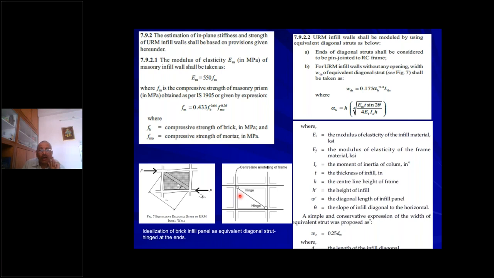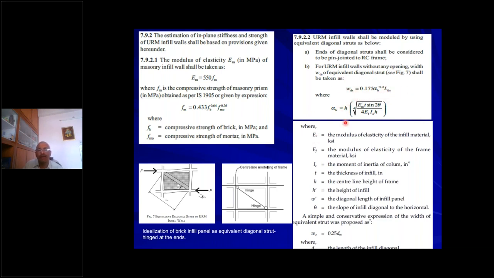Okay. So strut means what should be the width of the strut, what should be the strength of the strut, etc. The code has given clear guidelines. For example, the modulus of elasticity of this masonry infill is to be taken as 550 times the strength of the masonry, FM. Strength of the masonry in turn depends upon the brick strength as well as the mortar strength. So they have given clear-cut expressions for the masonry strength, and how this EM and FM are used in finding the width of the strut, they have also given clear-cut expressions.